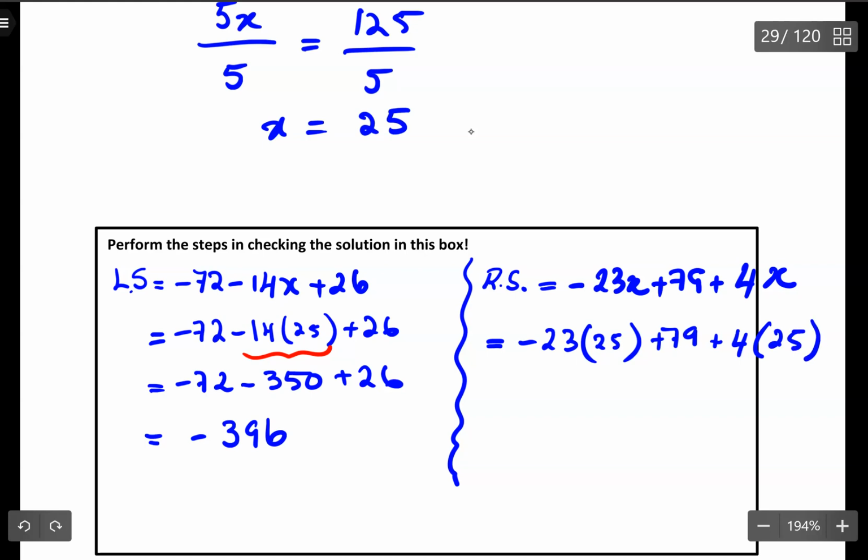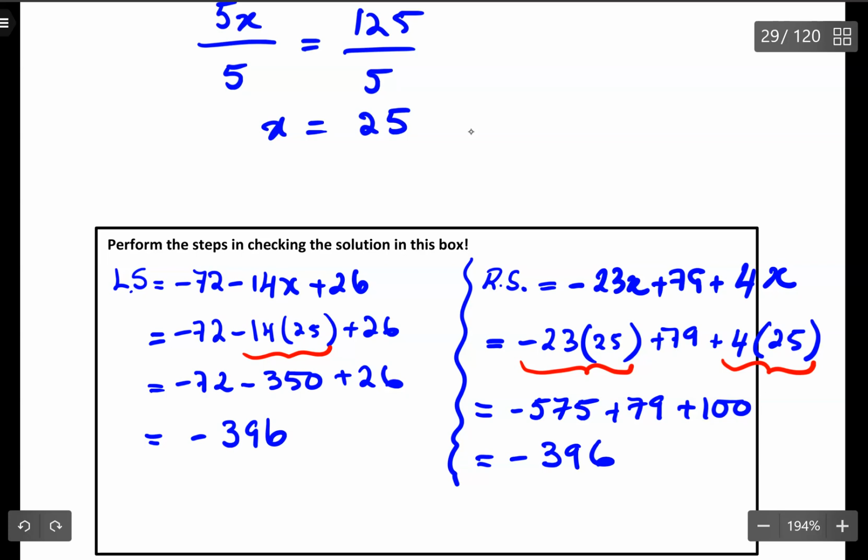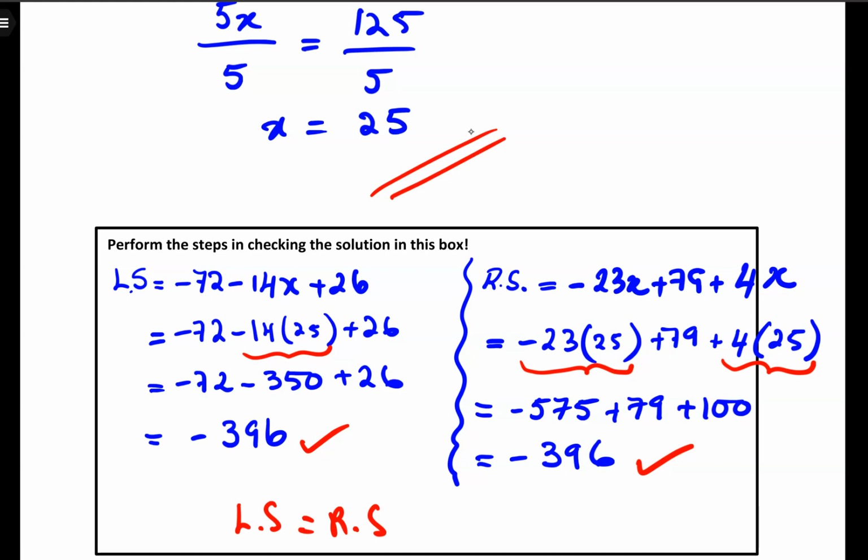Okay, so follow the order of operations, perform this operation, then perform this operation. So I should have negative 575. I add that with 79, and I add that with 100. So perform this operation in order of occurrence, or from left to right. I should have the answer as negative 396 as well. So now you see that the left-hand side is equal to the right-hand side, and then you can conclude that x is equal to 25 as the correct solution for this question.